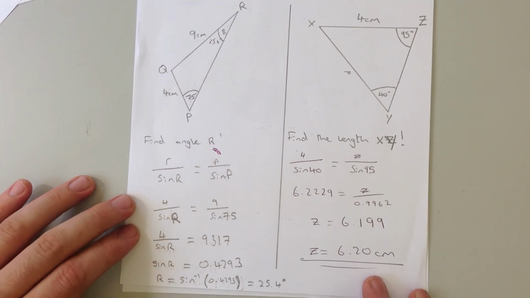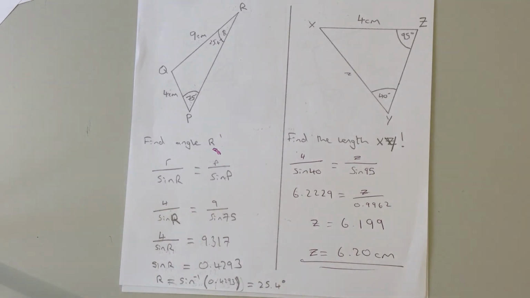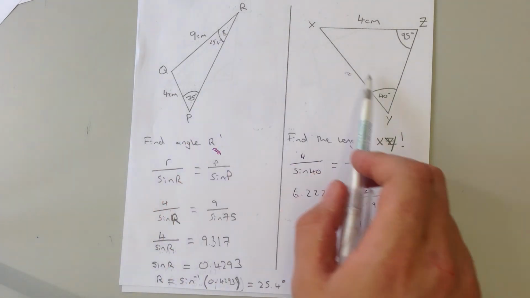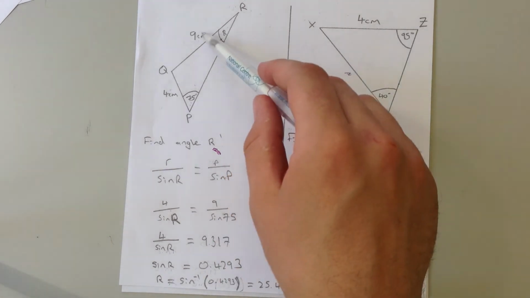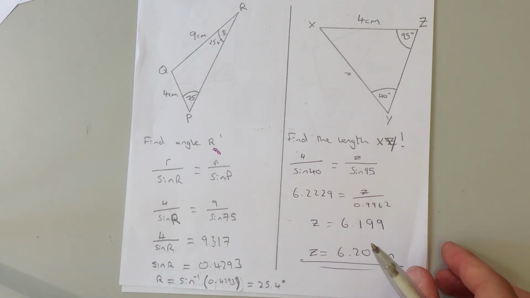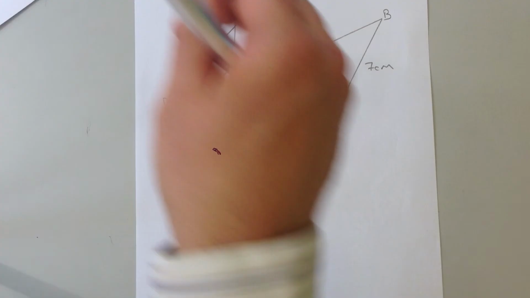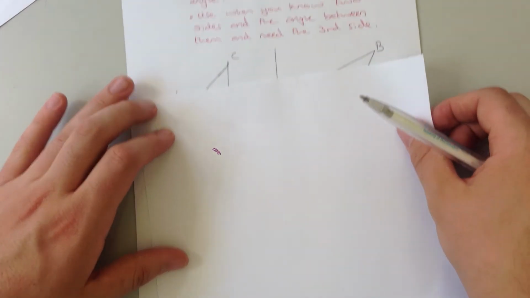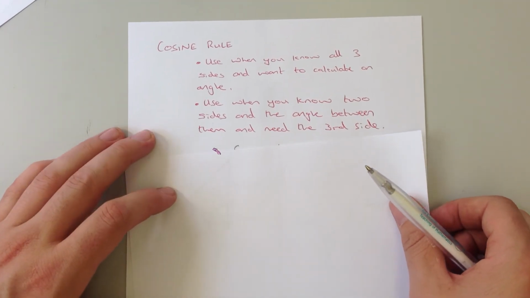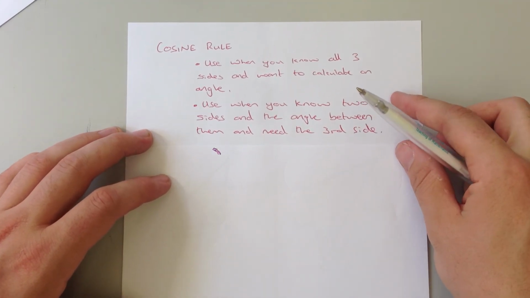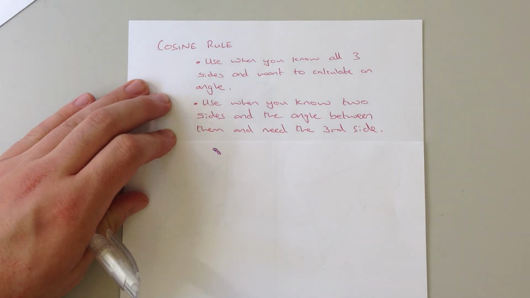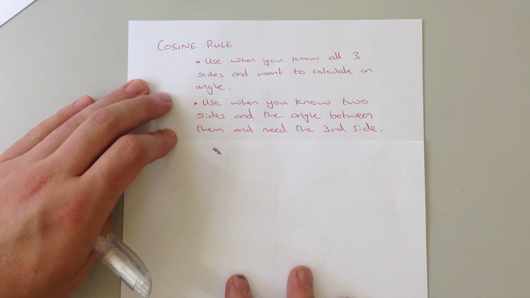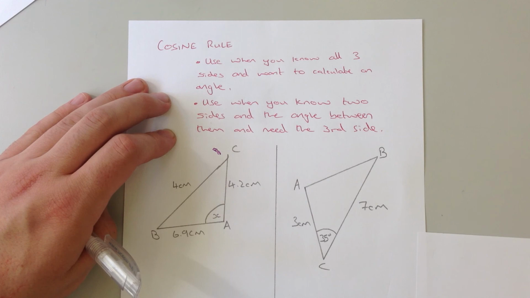So using your sine rule, sometimes you can work out an angle, other times you can work out a length, as long as you can make the pairs match up with the sides and the opposite angles. And that's it. The cosine rule then. The cosine rule, we use that whenever, and two examples again. When you know all three sides and you want to calculate an angle, you can use the cosine rule. Or when you know two of the sides and the angle between them, and you need to work out the third side. So here's two examples.